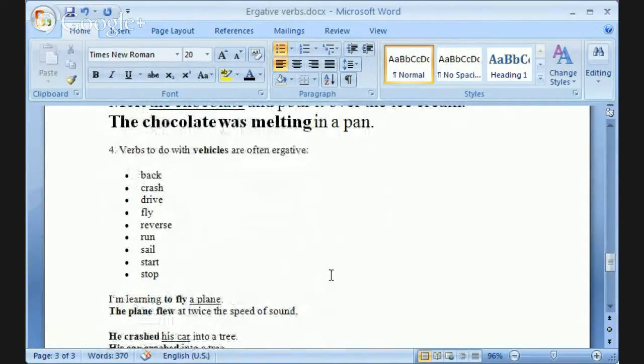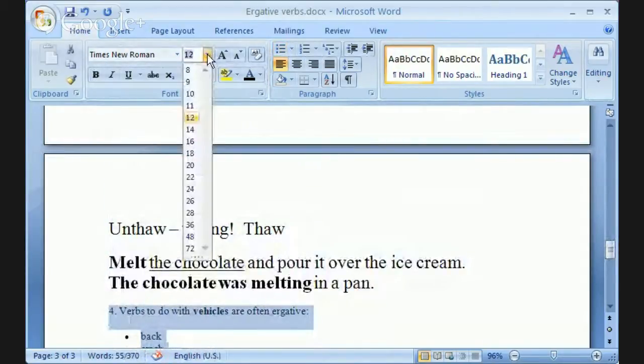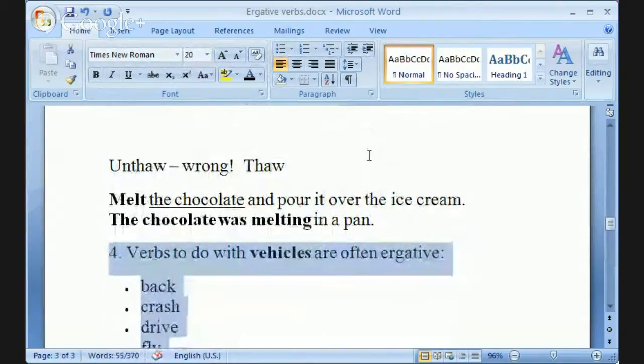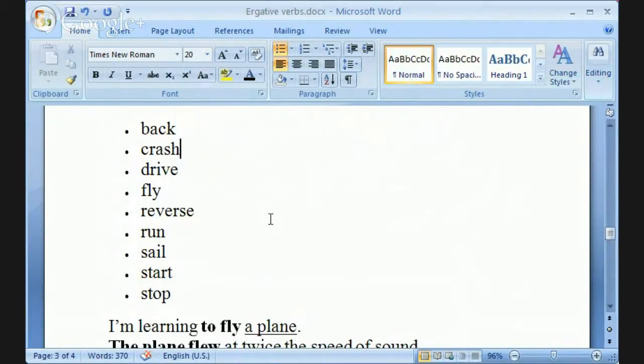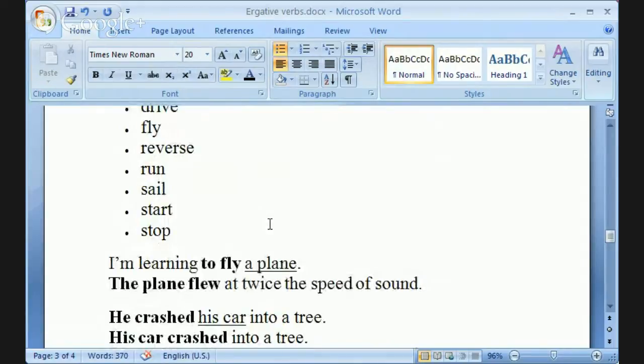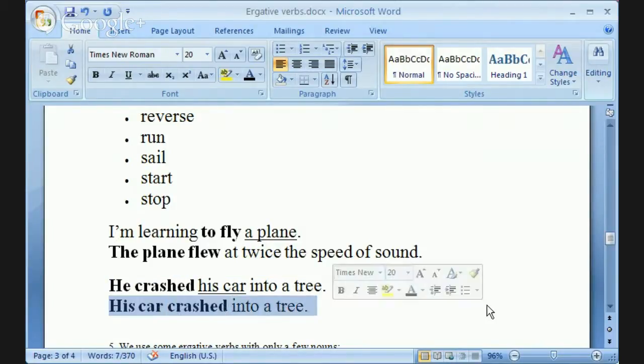Another set of verbs which are commonly used with or without an object. In other words, they are ergative verbs, verbs that have to do with vehicles and transportation: crash, drive, fly, reverse. I'm learning to fly a plane. Excellent. All right, the plane flew at twice the speed of sound, a prepositional phrase. There you go. He crashed his car into a tree. All right, his car crashed into a tree. Very good.